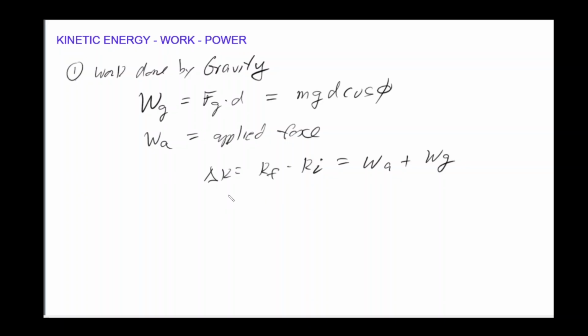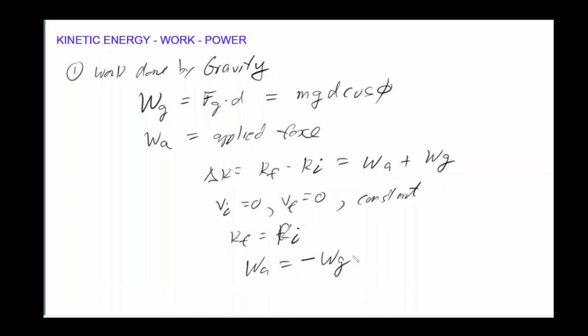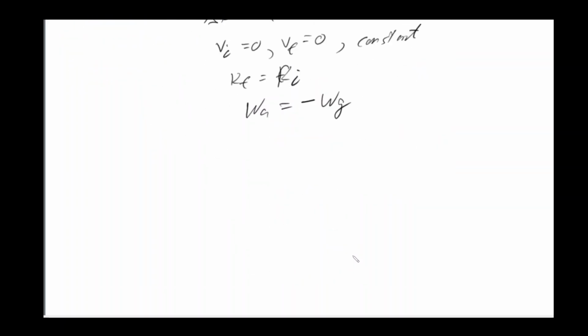And let's say you have an object that starts with an initial velocity of 0 and ends with a final velocity of 0, or is constant, then final kinetic energy will equal initial kinetic energy, and the applied work is equal to the minus work done by gravity. In other words, gravity can often work against the applied work.